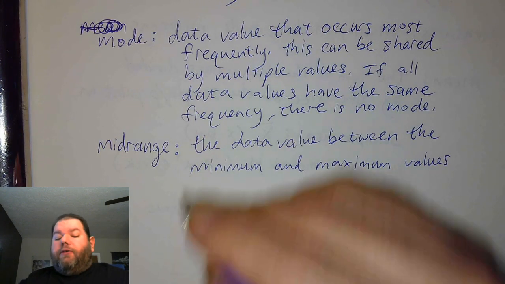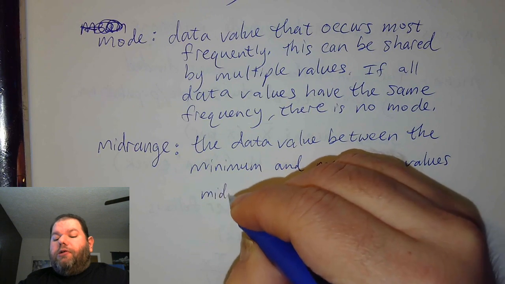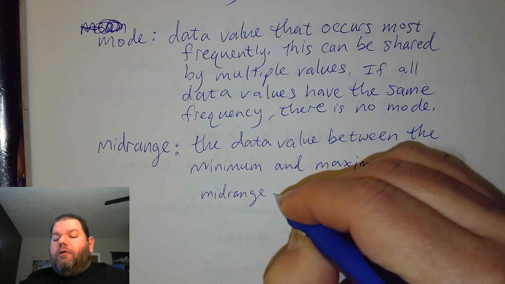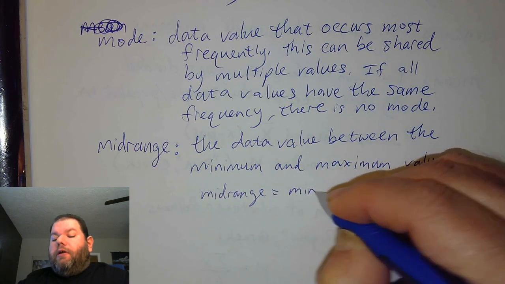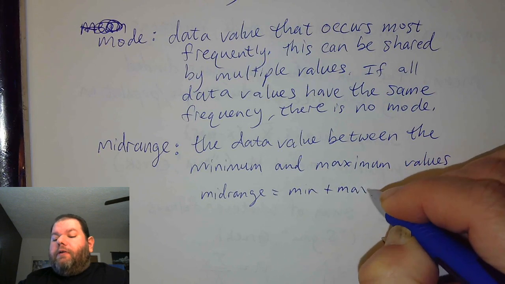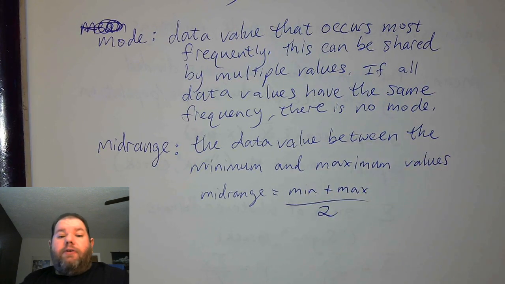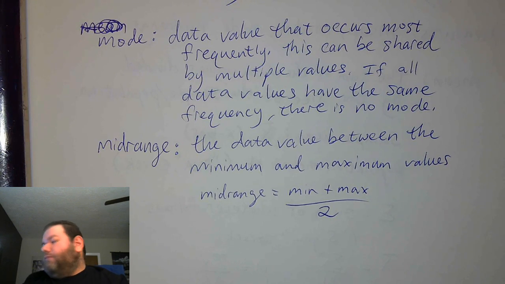Okay, and so our formula for the mid-range is min plus max divided by 2. So if we want the value halfway between, that means we add them together and divide by 2. Okay, so that's our 4 measures of central tendency.